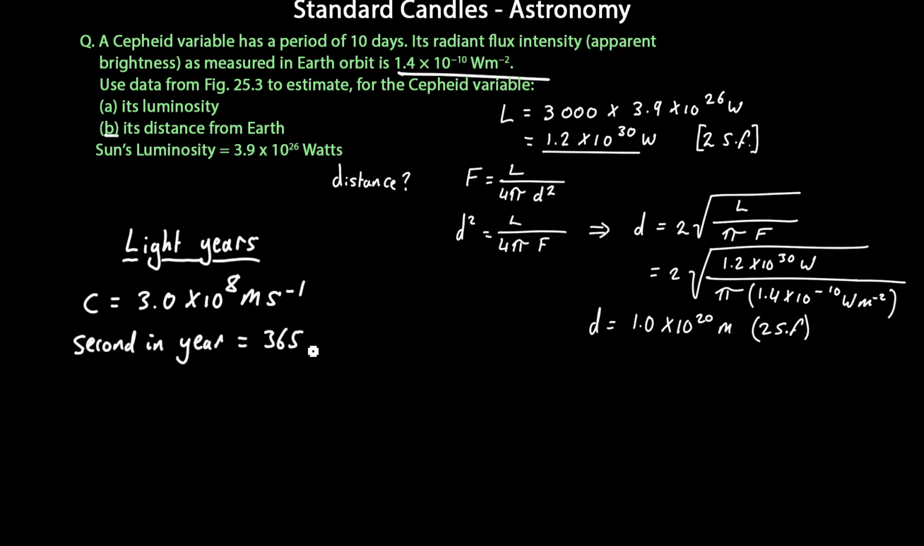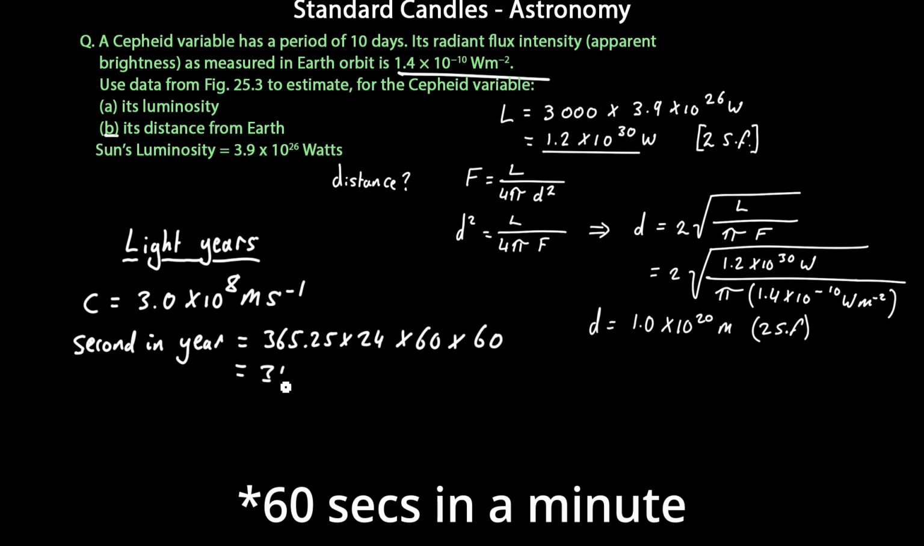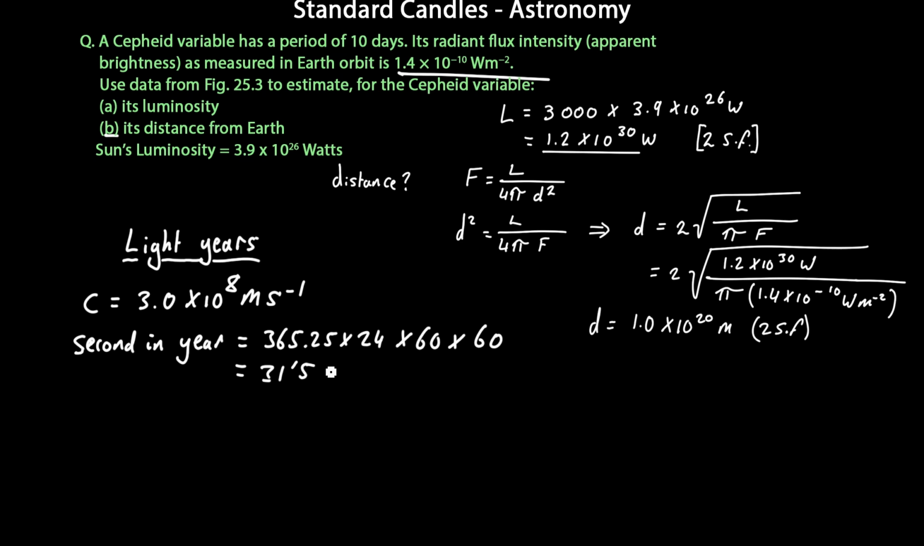365.25 days within a single year, multiplied by 24 hours in a day, multiplied by 60 minutes in an hour, multiplied by 60 seconds in a minute. And we get around 31 million seconds.